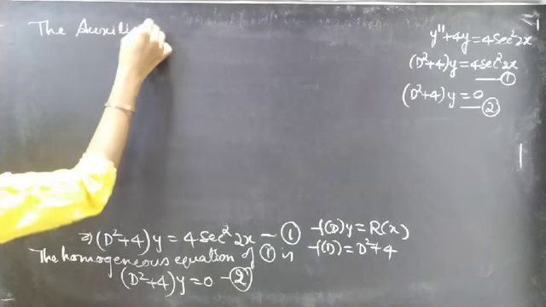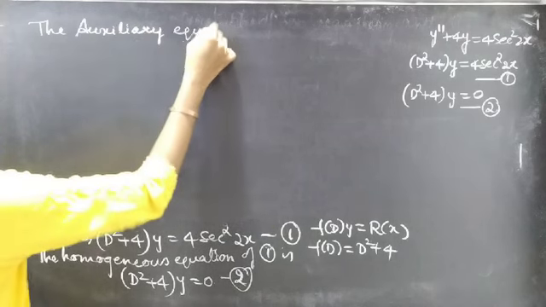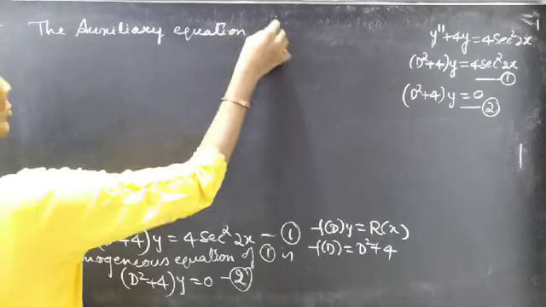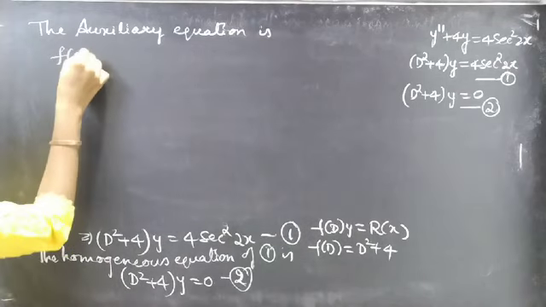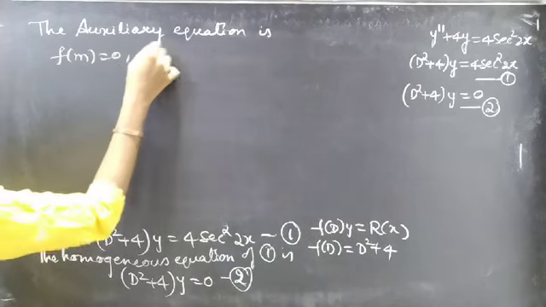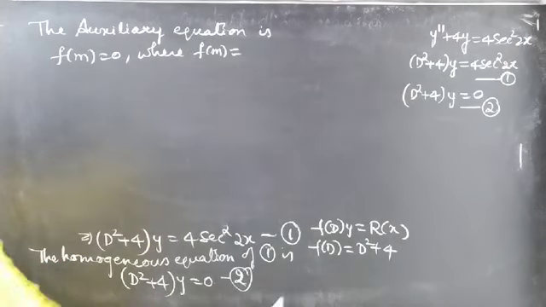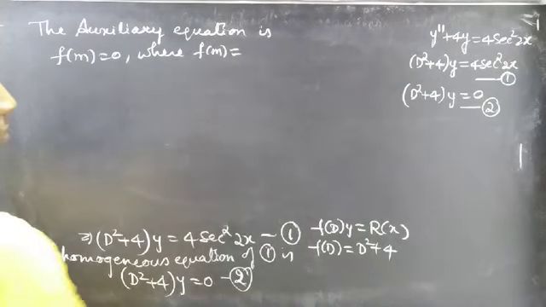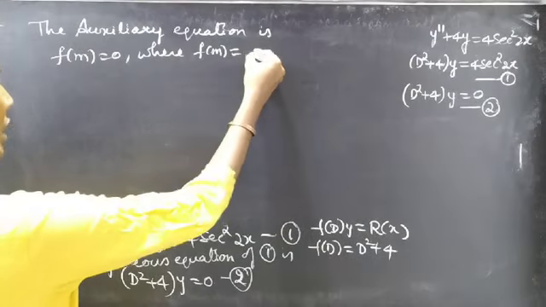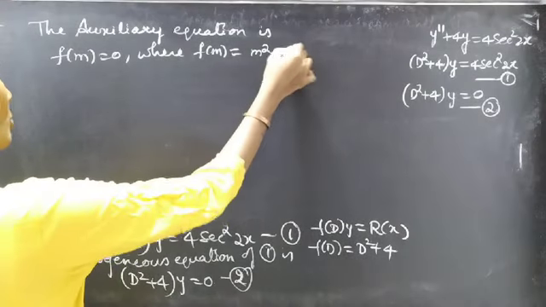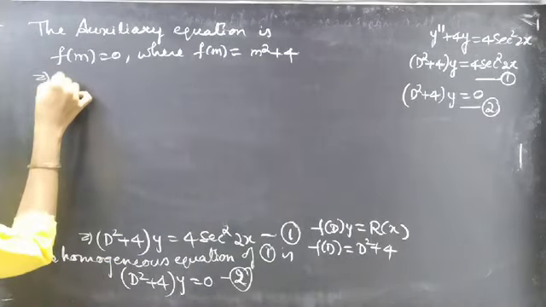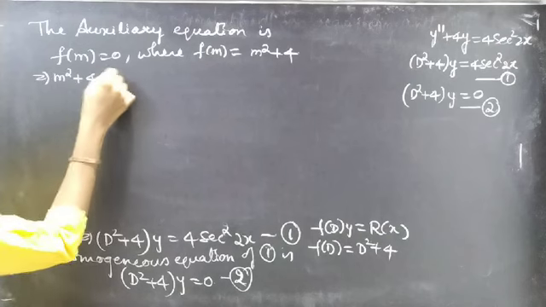The auxiliary equation is f of m equal to 0, where f of m equal to, we are having f of d, which is d square plus 4. Let's replace differential operator by m, so that we'll get f of m equal to m square plus 4. Now the auxiliary equation becomes m square plus 4 equal to 0.